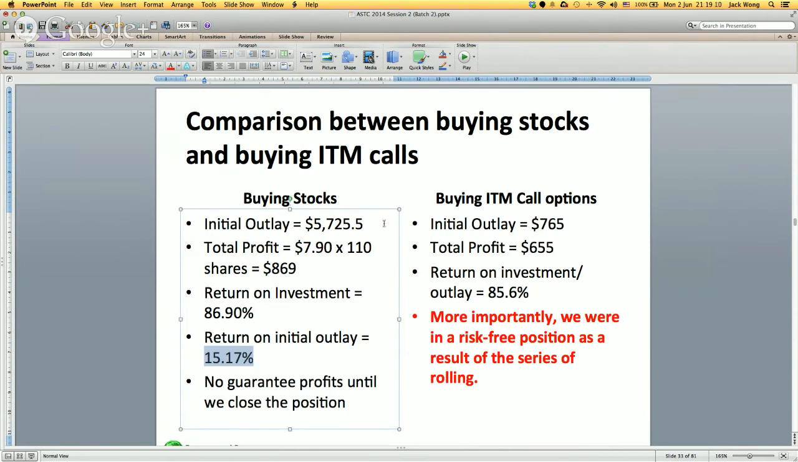But you must know what you do. For example, some people will say, oh, instead of spending 5725.5, I only spend 765. Let me divide 5725.5 by 765 so that in this case I may buy 7 contracts instead. No, you don't. That is called over leverage. If the position says buy 110 shares, you buy 1 contract. End of story. Do not think, oh, because you only spend so little money, you can buy more contracts. That is called over leverage. Please do not do that.